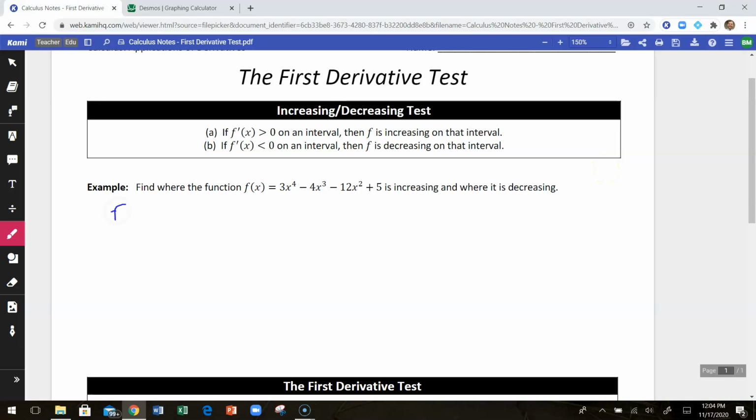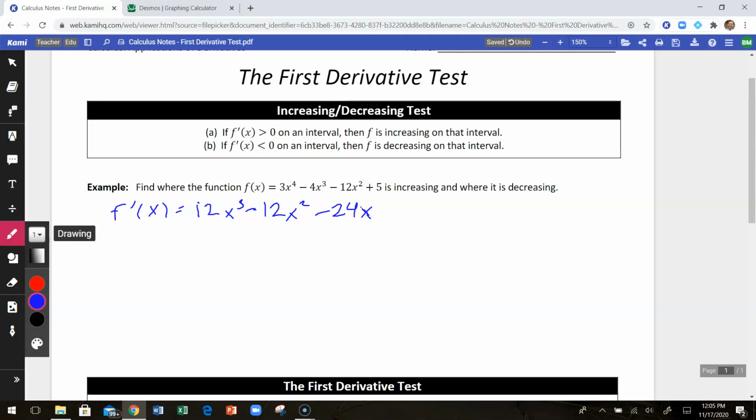First step, take the derivative. F prime of x would be 12x to the third minus 12x squared minus 24x. And then if I want to know where it's positive and where it's negative, I first want to figure out where it's 0. Right? So the next thing I'm going to do is set this equal to 0. And I'm going to find the places where the derivative is 0.